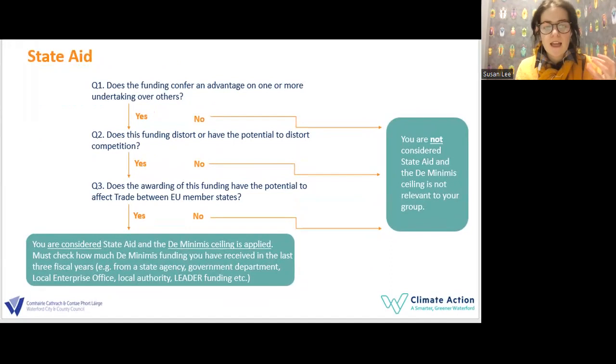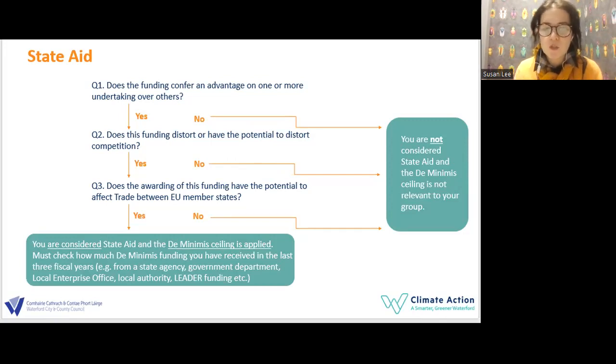So if you have any economic element, first of all, and you're given access to this funding, you are in theory getting an advantage over others, because it's a limited resource and not everyone who applies is just going to get money from the Community Climate Action Programme. So if you have any economic activity then you tick yes. If you have no economic activity, then you tick no, and you're not considered state aid, and you don't have to think about it.